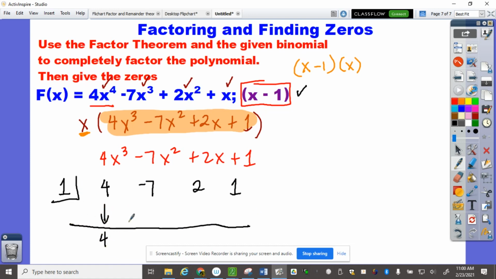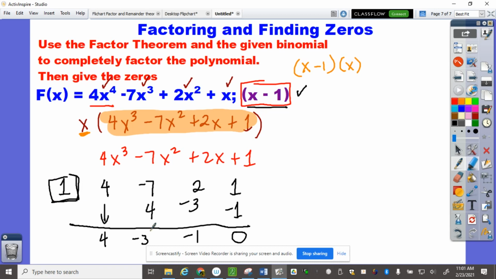4 times 1 is 4. Negative 7 plus 4 is negative 3. And 1 times negative 3 is negative 3. 2 plus negative 3 is negative 1. Negative 1 times 1 is going to be negative 1. And the remainder is 0. So therefore, it proves that 1, the in-house number, or the x minus 1, is a factor, right?